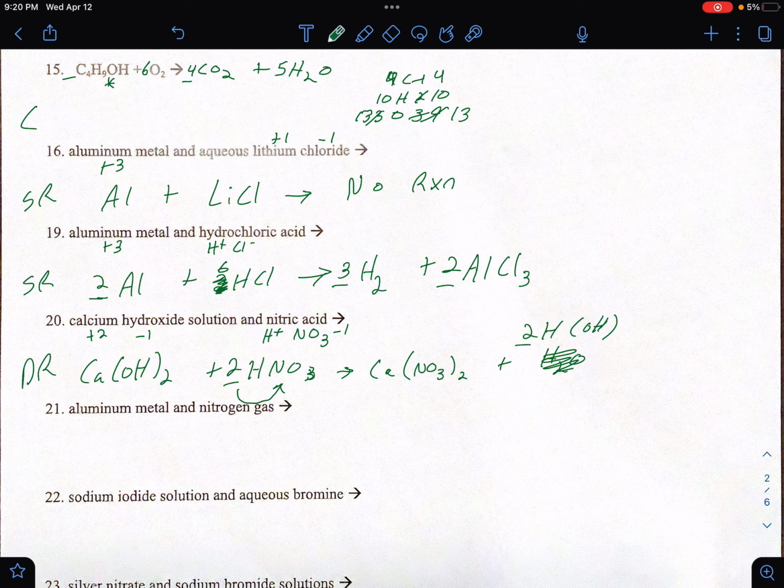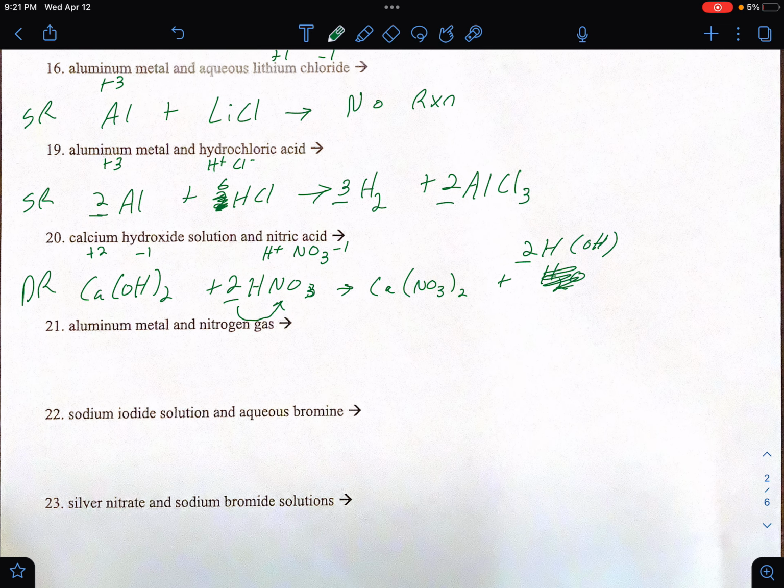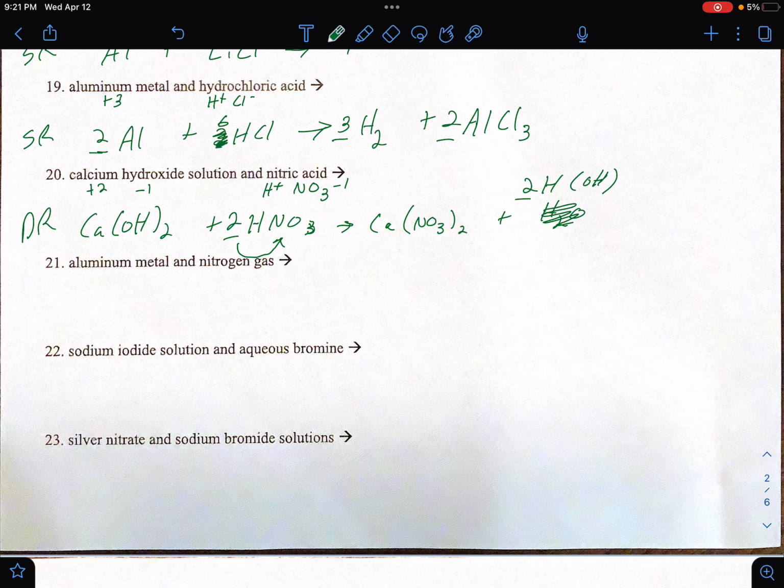Let's see if I can find another one. 22, sodium iodide solution in aqueous bromine. Okay, so sodium's a +1, iodine's a -1, so this would be NaI plus bromine, and that's Brinkelhoff, so it's Br2. So in this case, bromine is a -1. So you have bromine trying to take iodine's place. You have to see, is bromine higher than iodine? Yes, it is. Okay, so look on the periodic table and see which one's higher. So iodine's getting dumped. It's part of Brinkelhoff, so you have to put I2. And now sodium's with bromine, so it's going to be NaBr.